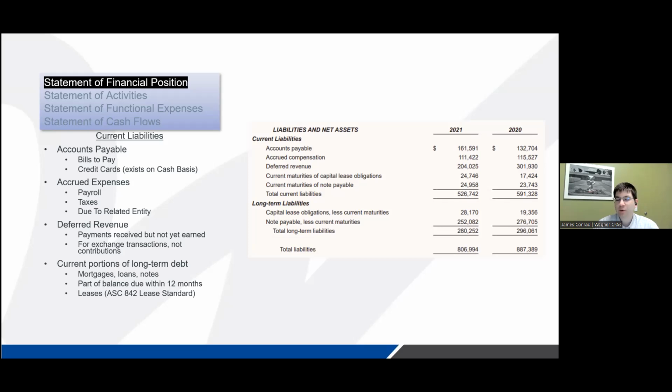And then, as I mentioned before, we could have the split between current and long-term for the same item. So here we have the current portions of long-term debt. This is the part of your mortgage or your loan, the principal portion, that you're going to pay within the year. So it's anything that's going to be due within the 12-month period. Also part of the leases, you're going to have current portion of long-term leases with the new lease standard.